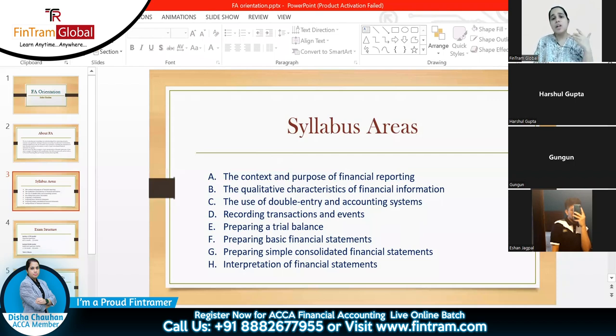So same thing. What are the various books of prime entry, whether it's your cash book or your sales day book? So all these books of prime entry, we learn about that. We learn about journals. Then we move on to recording those transactions and events. Now here we'll come into the picture, the various standards. And of course, like I said, the standards at this level are very basic, not really studying in depth. This is going to become way bigger and a little more complex also at a different level. At this level, it's pretty basic.